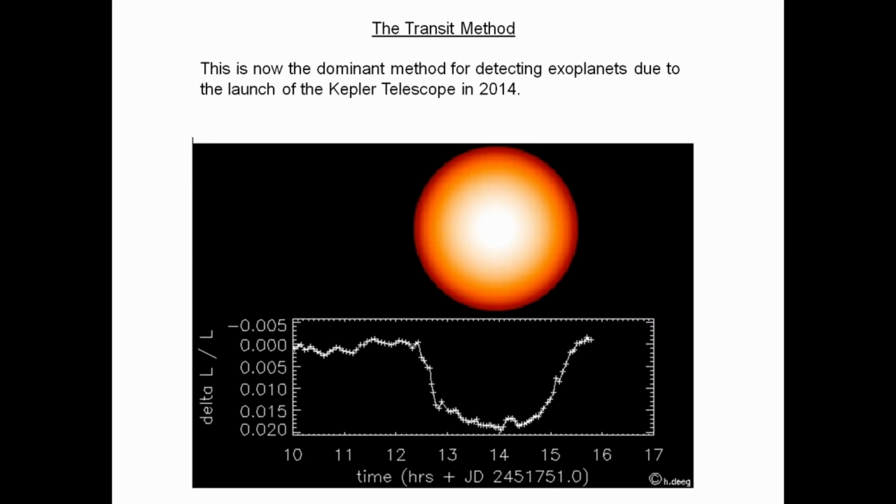So you can see the orangey star, and a black dot moves across, which is representing the exoplanet. And as the exoplanet transits the star, we see a decrease in intensity. And from these measurements, we can actually work out quite a lot. And we're going to talk about the sort of things we can work out on the next stage.